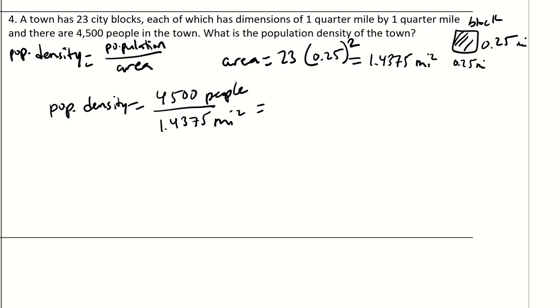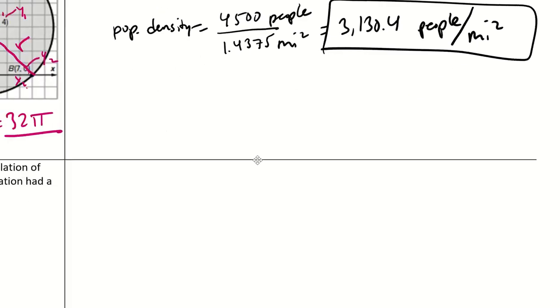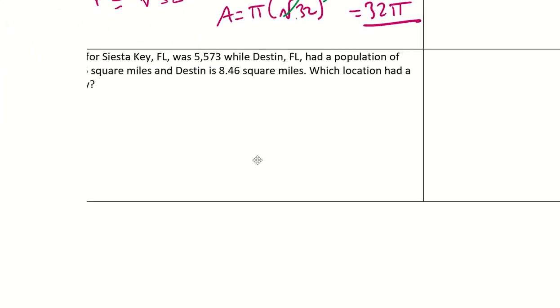Let's see here. Divided by 1.4375, and you get 3,130.4 people per square mile. Okay, for every square mile, you have that many people. And that's how you get the density, the population density.